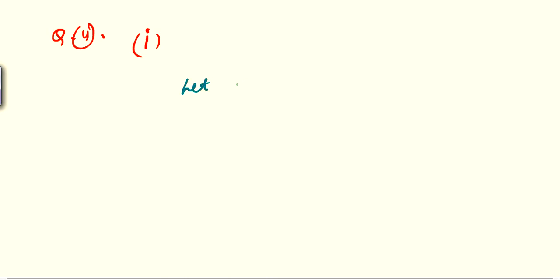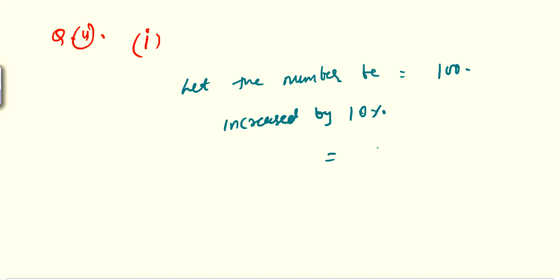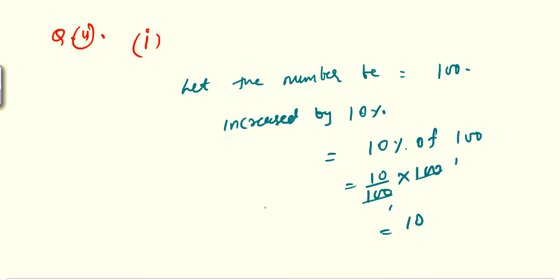Let the number be 100. Okay, now increased by 10%, that means 10% of 100. So 10 upon 100 into 100. So 100 by 100 cancels. We got here 10. So the increase is 10.